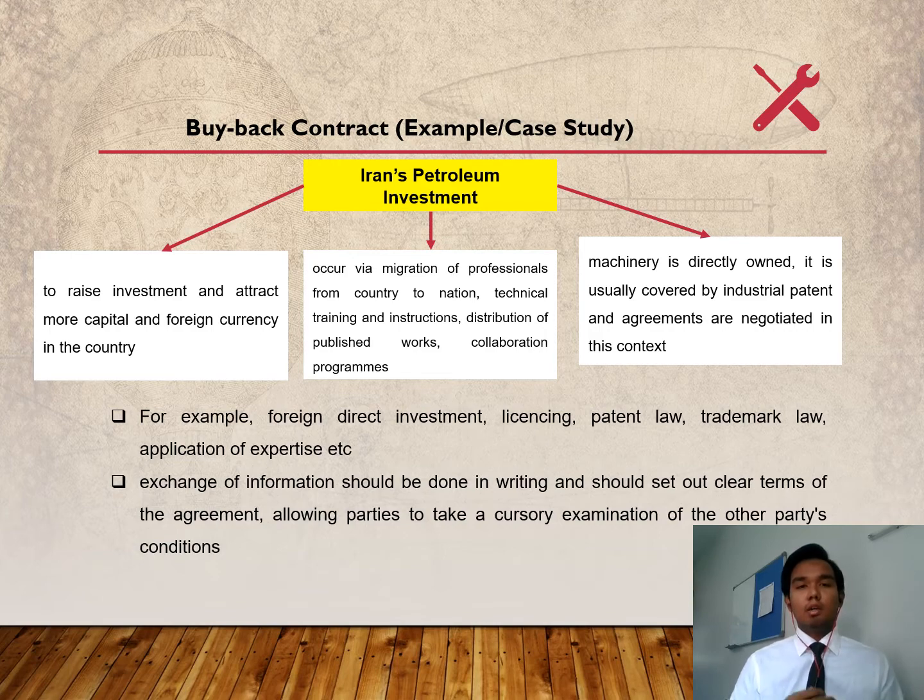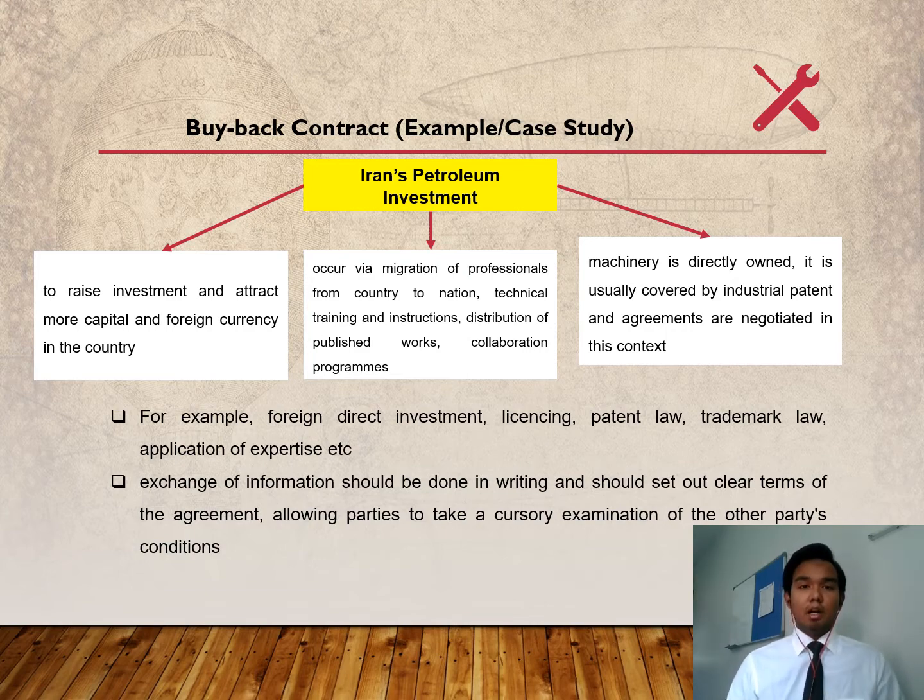So the buyback contract occurs via promulgation of options for the country, the nation, the economy, structure, and other combinations of the program. This allows us to do the project together by buying the perspective from the outside. So the machinery is usually covered by industry patent and created in this context.